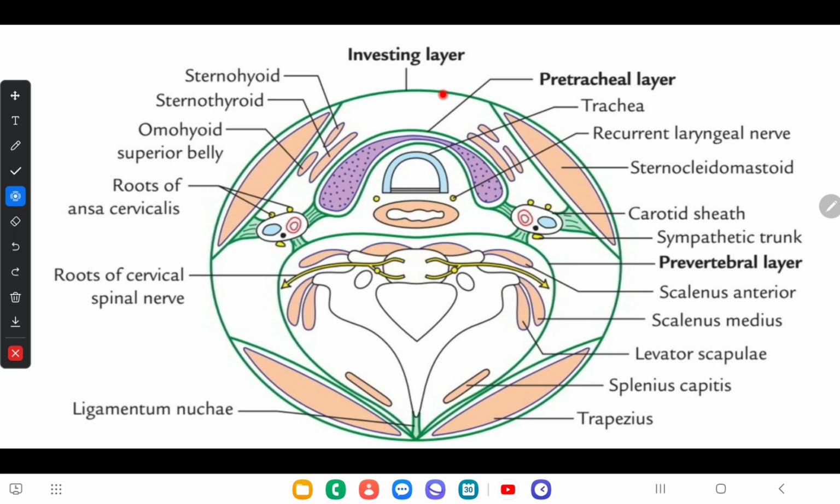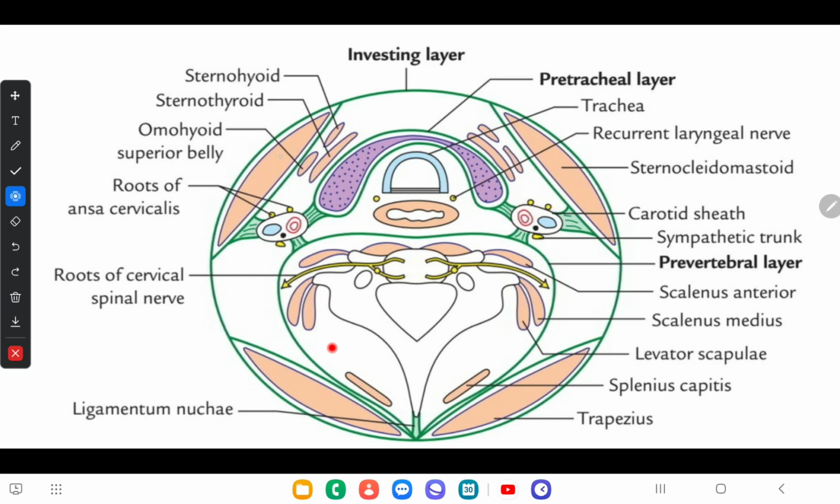Then the middle layer is called the pretracheal layer. It lies anterior to the trachea and it is confined to the anterior aspect of the neck. Then the deepest layer is called the prevertebral layer. This one is the prevertebral layer because it lies anterior to the body of the cervical vertebrae. Then it spreads laterally on both sides across the floor of the posterior triangles.